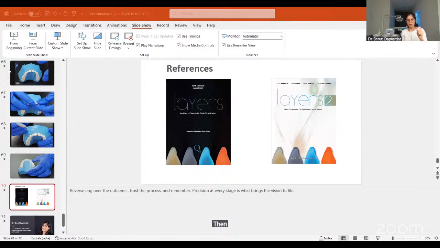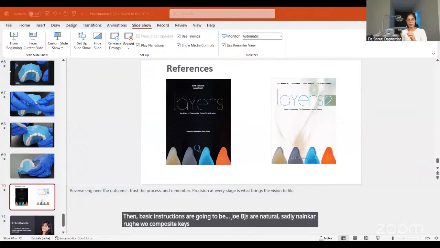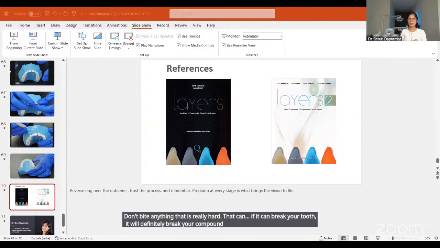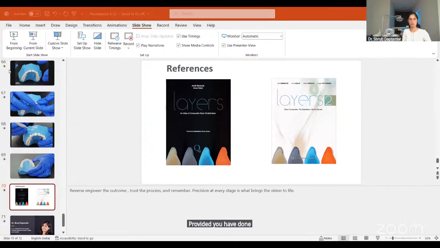Then basic instructions are: whatever you don't do with a natural tooth, you should not do with composite either. Don't bite anything that is really hard. If it can break your tooth, it will definitely break your composite. Otherwise, I don't give any major post-op instructions, because once you have adjusted the occlusion, the composite is going to stay, provided you have done it under rubber dam and your isolation and bonding protocols are spot on.